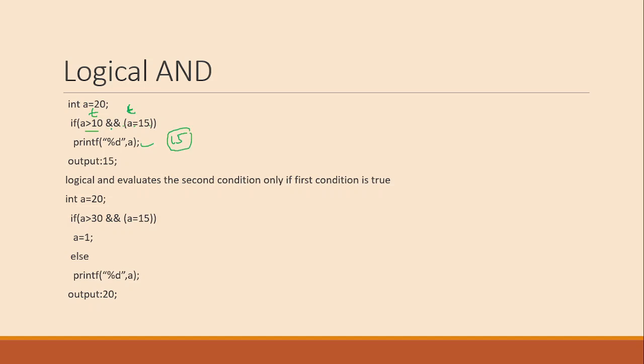Why? Because since this condition is true, it will evaluate the second condition. When the second condition is also true, that means a is taking a value of 15. So it will print a is equal to 15. So that's it. Logical AND evaluates the second condition if the first condition is true.